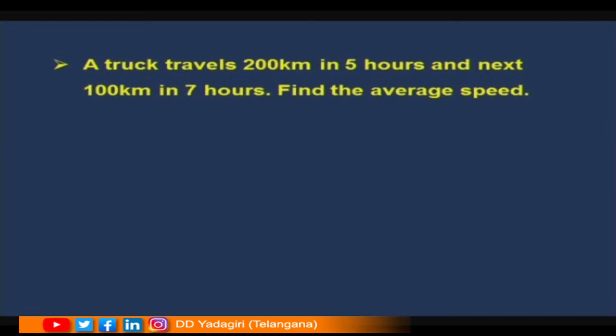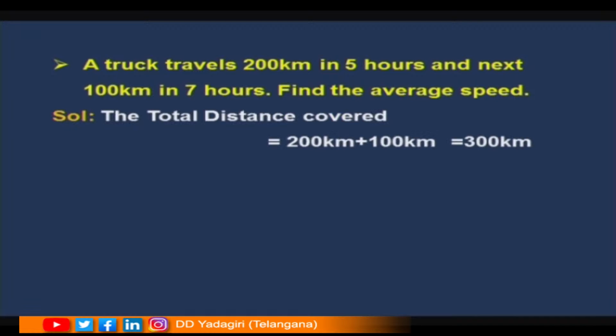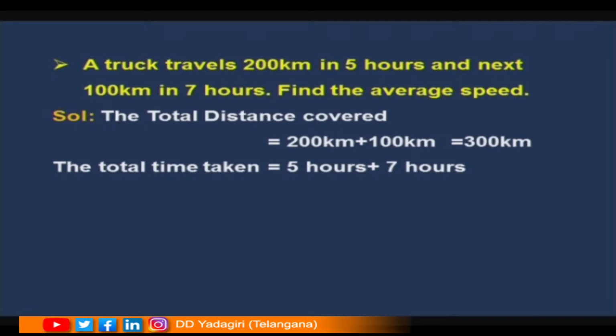Consider another example. A truck travels 200 kilometers in 5 hours and next 100 kilometers in 7 hours. Find the average speed. The total distance covered is equal to 200 kilometers and 100 kilometers, which is 300 kilometers. The total time taken is 5 hours plus 7 hours, which is 12 hours.